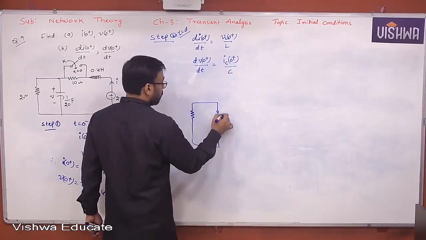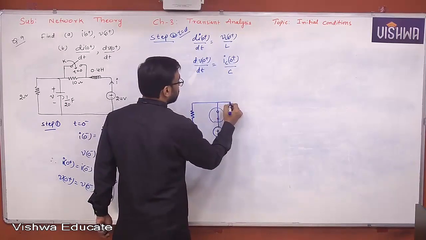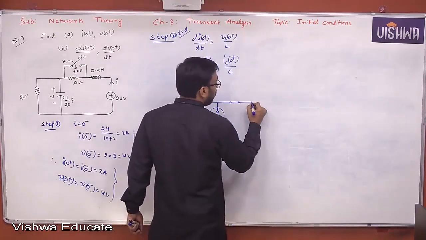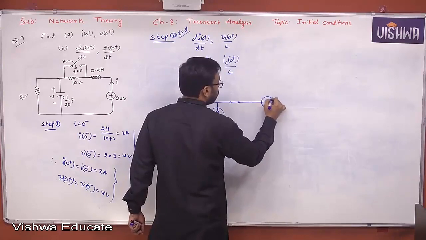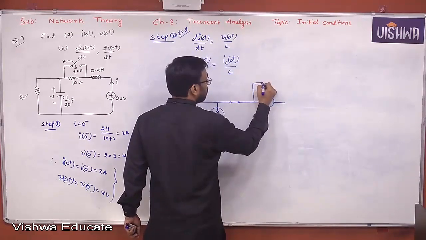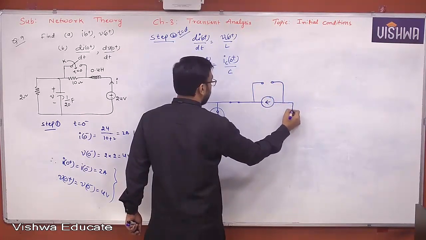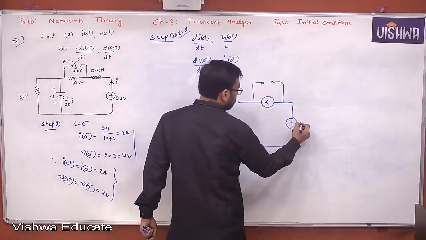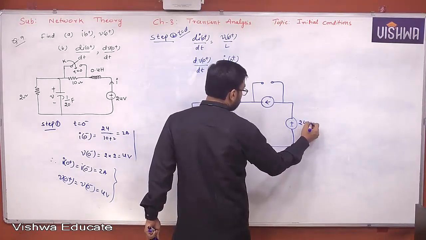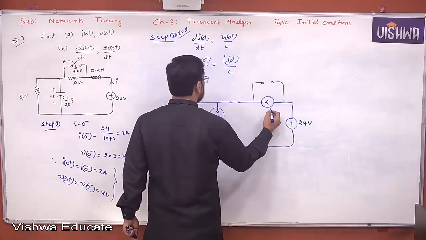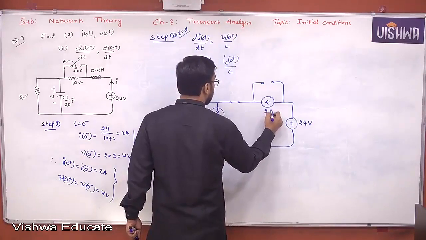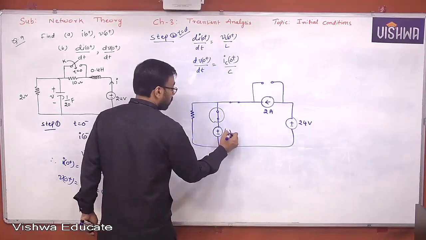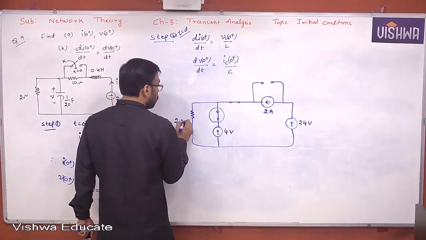This is the capacitor. This is gone, shorted. And now this is a current source with a parallel inductor model, and finally you got the voltage source. I think all of you understand this. This is 24 volt and this is 2 ampere. Yes or no? You already got 2 ampere, and this is 4 volt and this is 2 ohm.